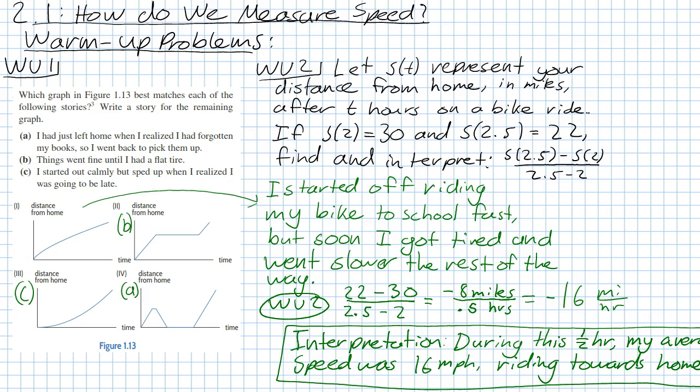Here we are back again with the answers. So with the stories here, part A said I had just left home when I realized I'd forgotten my book, so I went back to pick them up. So going back means that you had to go home, and at home, your distance from home is 0. So that's what this represents here. That time where your distance from home was 0, that means you were at home.